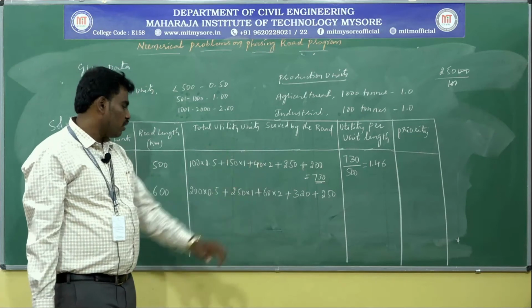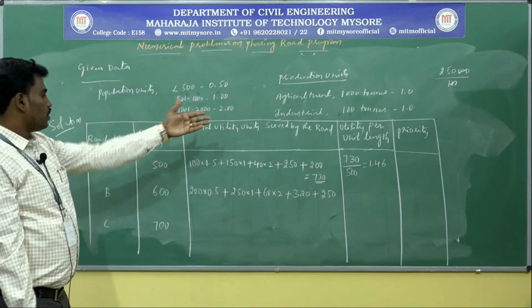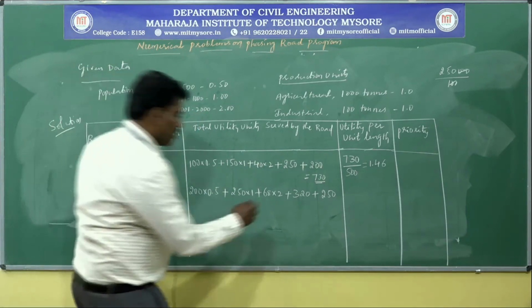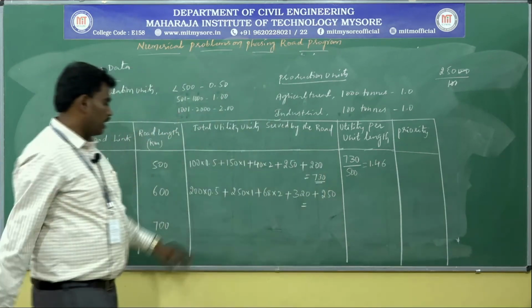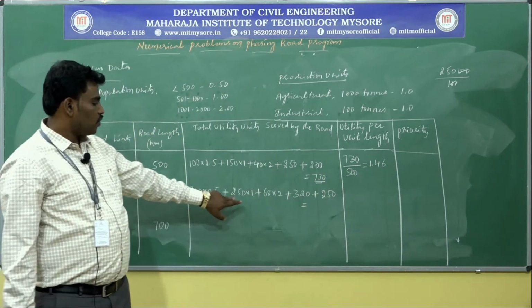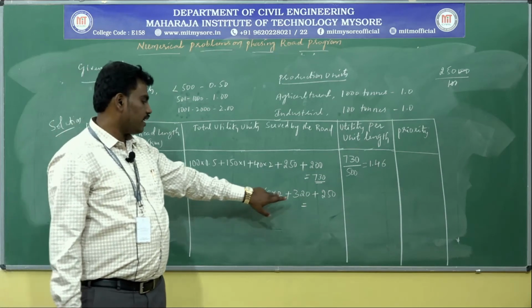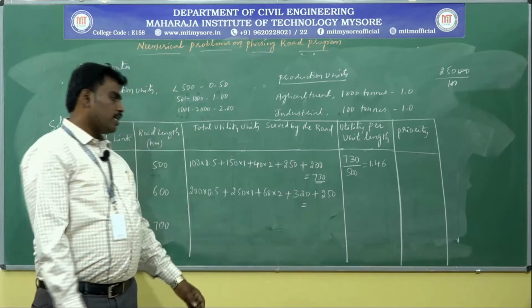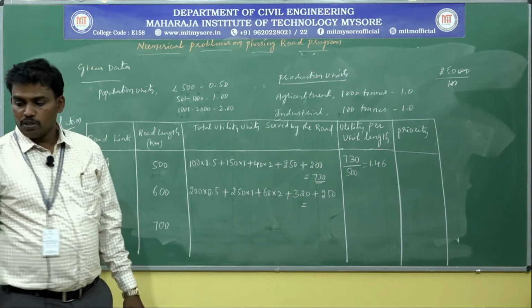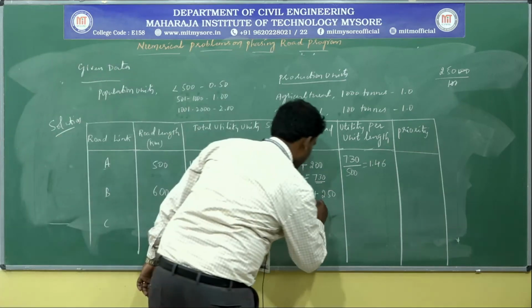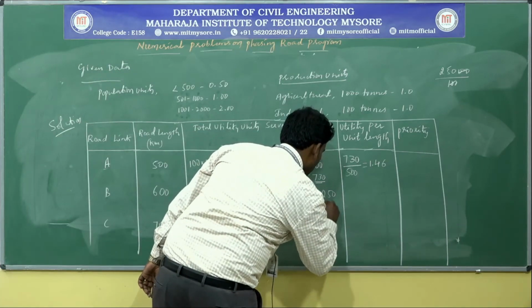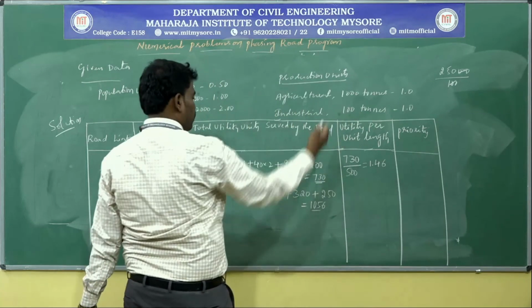So the summation will give the total utility units for road link B. That is 200 into 0.5 plus 250 into 1 plus 68 into 2, which is 100 plus 250 plus 136 plus... the total gives 1056.